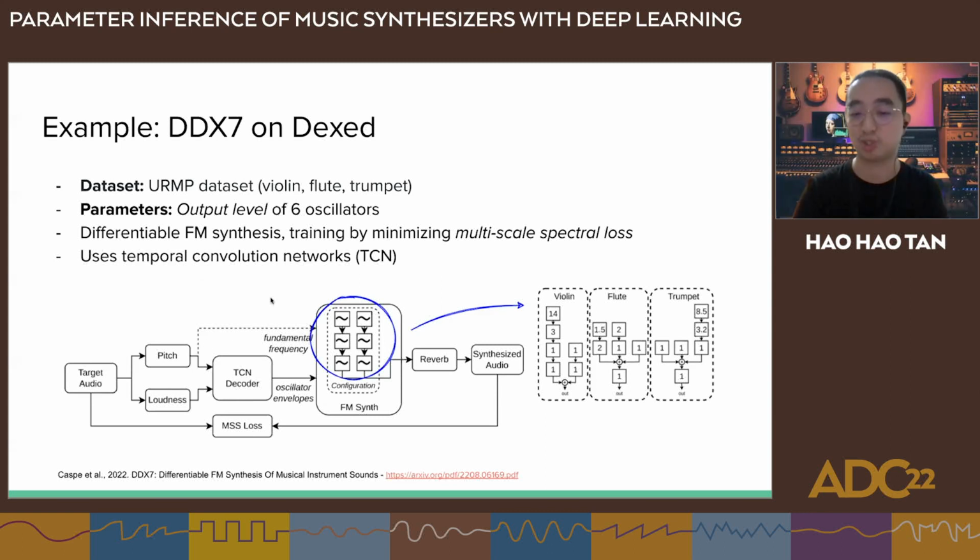You extract the pitch, which you can use to control your FM synth, and then you use some features such as, in this case, loudness, and pass it through your neural network. In this case, they choose TCN, and then you have your oscillator envelopes, and you can load it into your FM as a preset. And in the end, you basically just do a multi-scale spectral loss between your synthesized audio and your target audio.